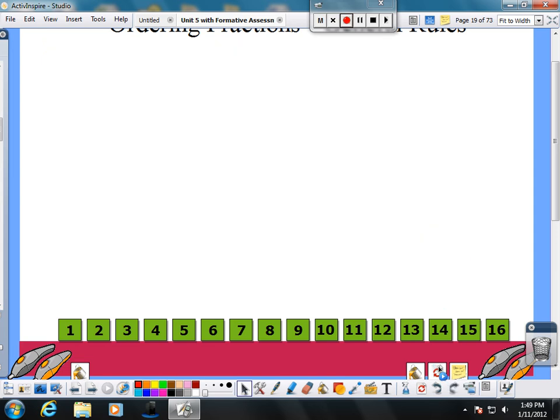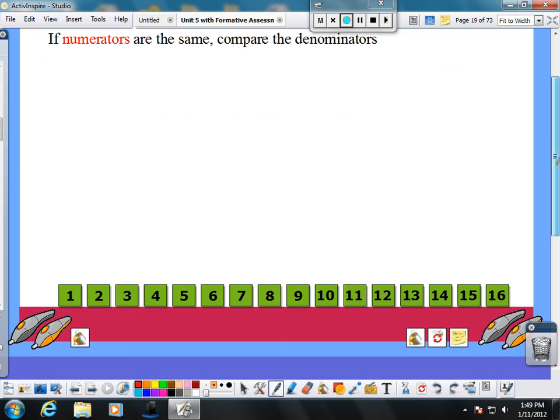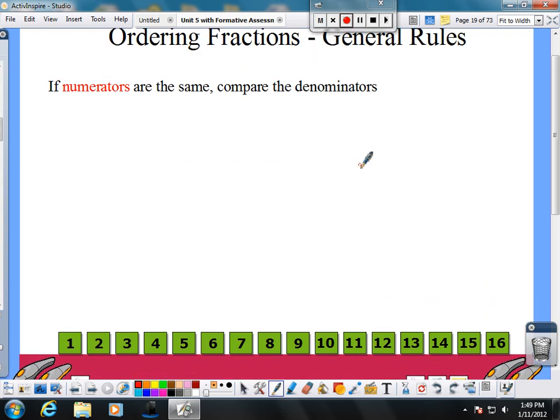Now, we're going to cancel that out and go to our next rule that I want you guys to write down. That's if your numerators are the same. So if your top numbers happen to be the same, we want to compare the denominators. Let's give you a couple of examples here. Let's say I had 3/10, 3/7, and 3/14. And I want to put those in numerical order from lowest to highest.